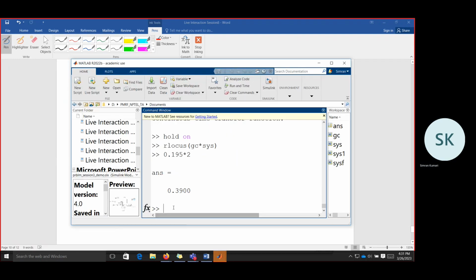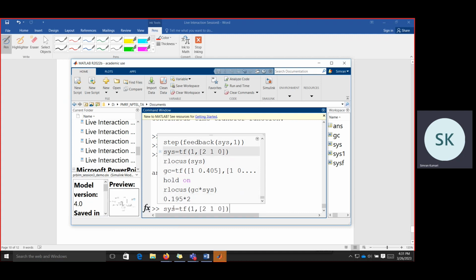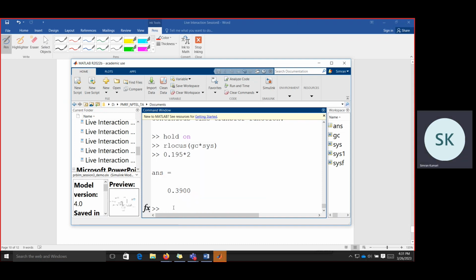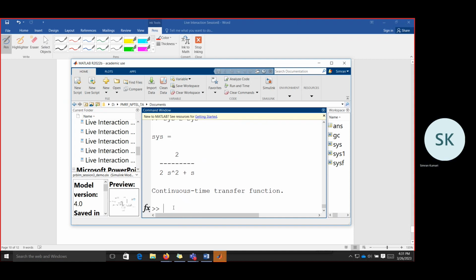So the earlier system was this. Okay, and we had plotted the root locus for this one. So now we'll deal in terms of the actual system. So we have this equal to this one. The actual system is this equal to 2 star this. Now we have to find the step response of the closed loop system because this is a unity feedback system.